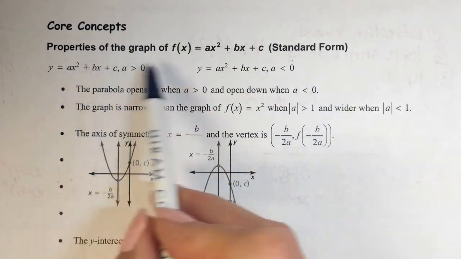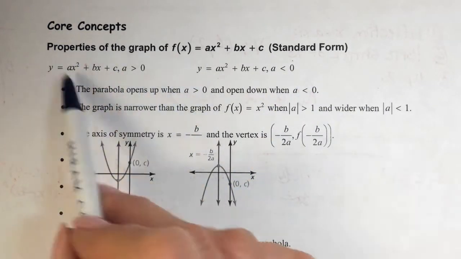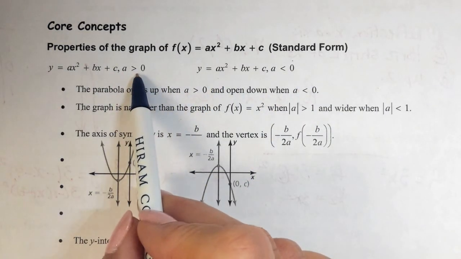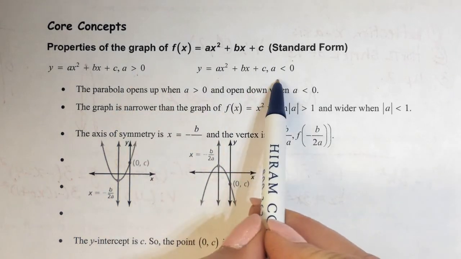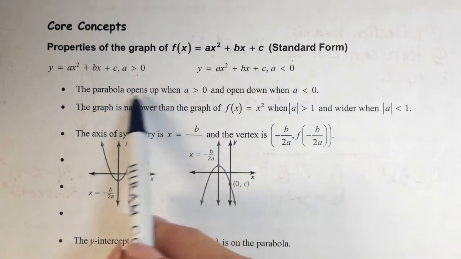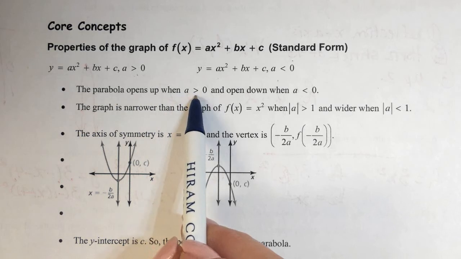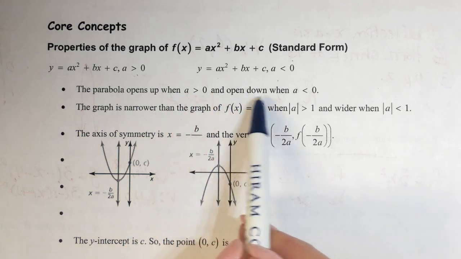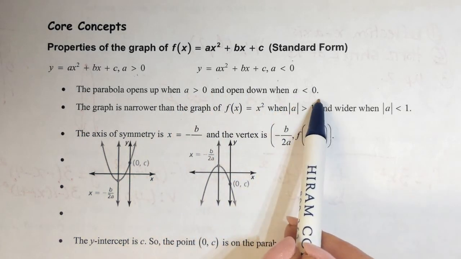Now, when we have standard form, it's going to look like this. a can either be greater than 0 or less than 0. We already talked about this. The parabola opens up when a is greater than 0 and opens down when a is less than 0.